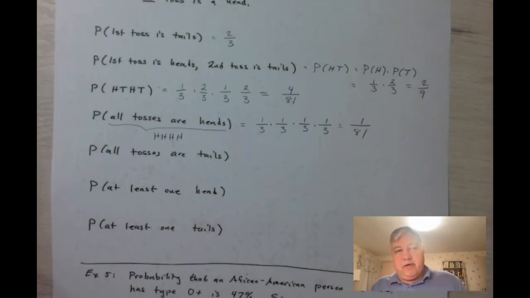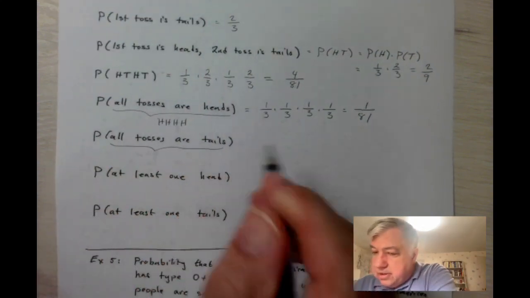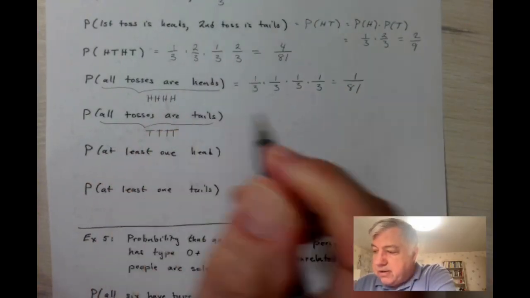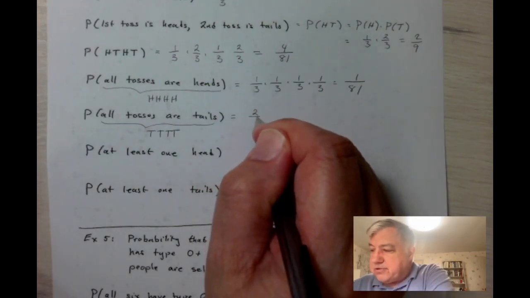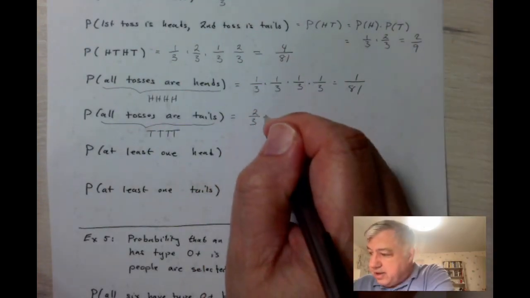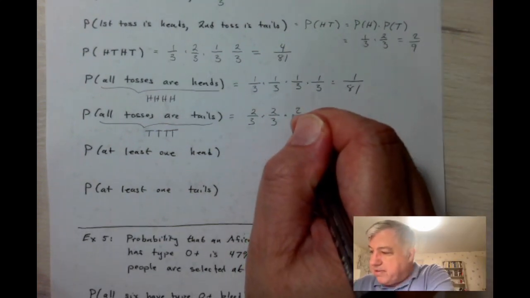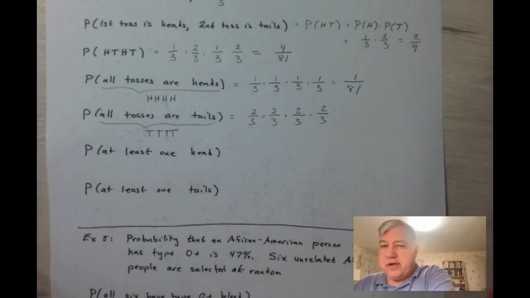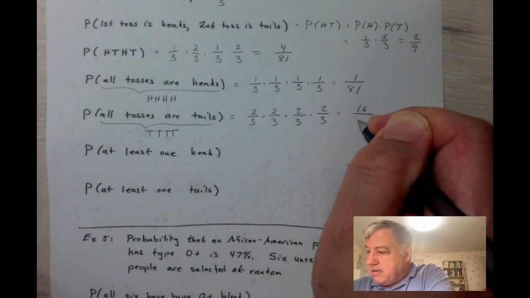If we want to compute the probability that all tosses are tails, this is the probability that we get T, T, T, T. So the probability of that is the probability that the first toss is tails times the probability that the second toss is tails times the probability that the third toss is tails times the probability that the fourth toss is tails. And this is going to be 16/81.